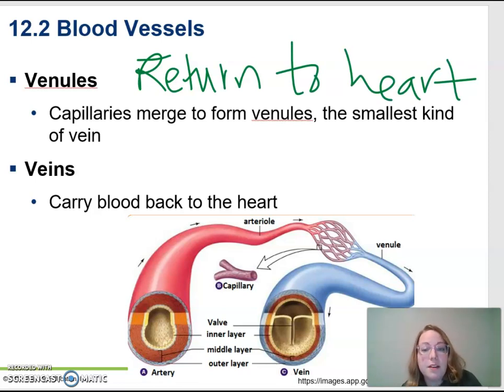So first they're going to be small vessels called venules, and those are going to get bigger and bigger, and then we call them veins as they go towards the heart. And so remember differences, we have a much larger lumen space, we have valves, and a thinner wall. They do have a thin layer of smooth muscle. They can be active in vasoconstriction and dilation, but they're not going to change pressure very much.